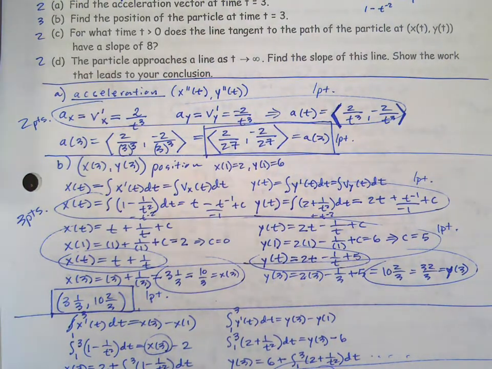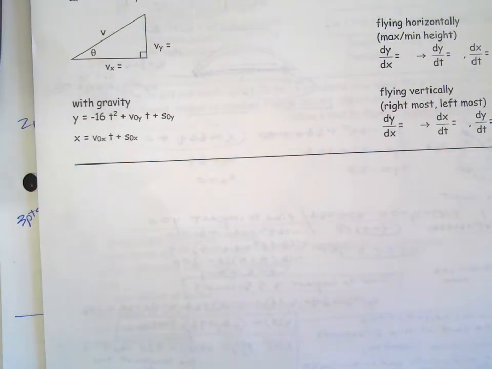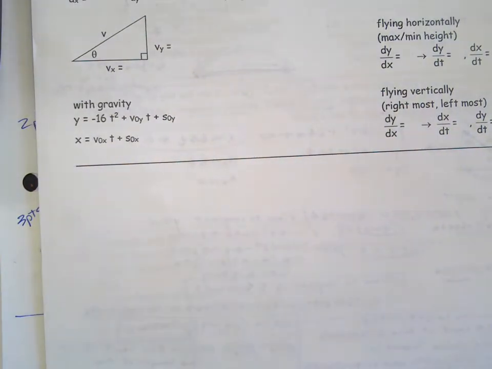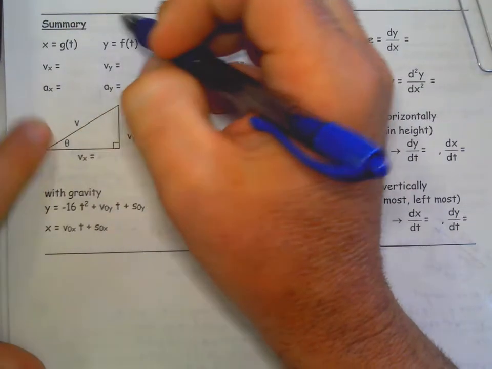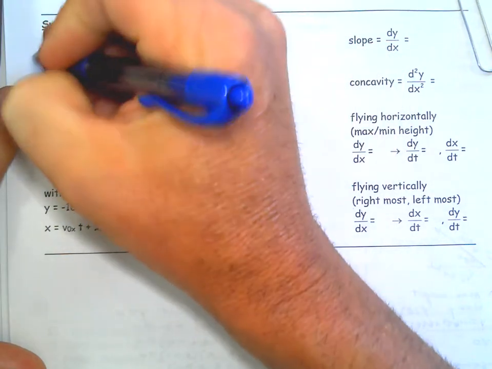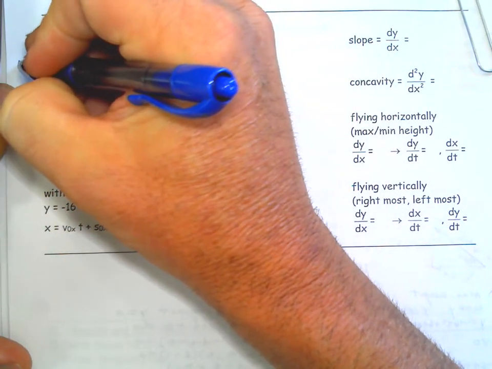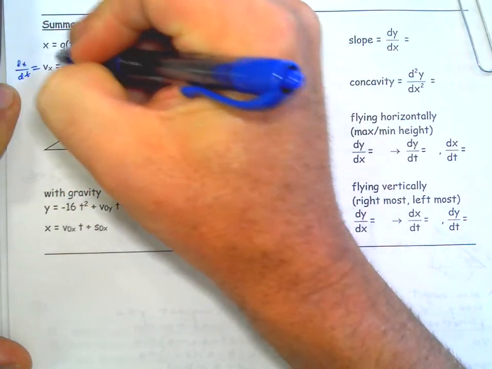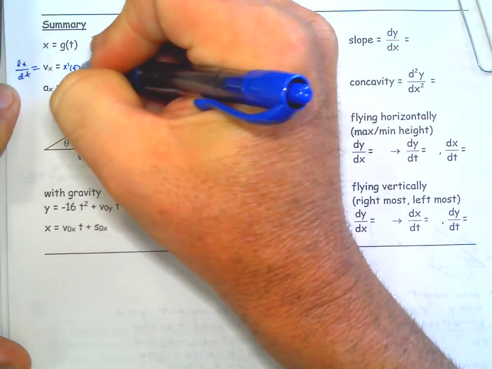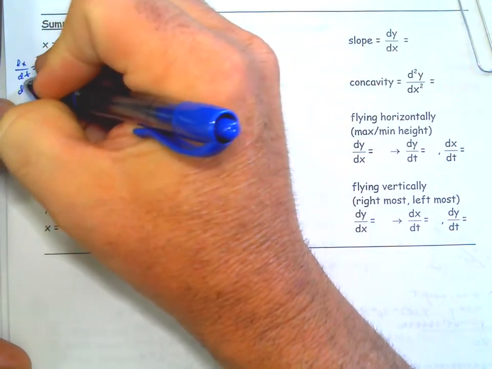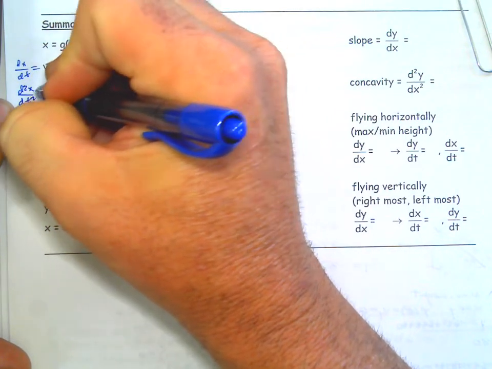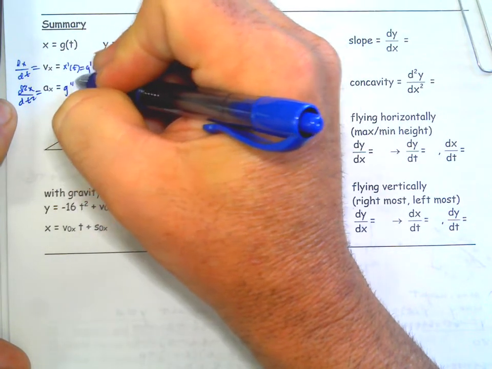So on the back, just have a little summary of kind of everything that we've done. So anyways, for gravity at least. So we have parametric equations, dx dt or x prime. This is going to be the derivative of whatever the original x position function was. Acceleration is the second derivative with respect to time. It's not concavity. G double prime.